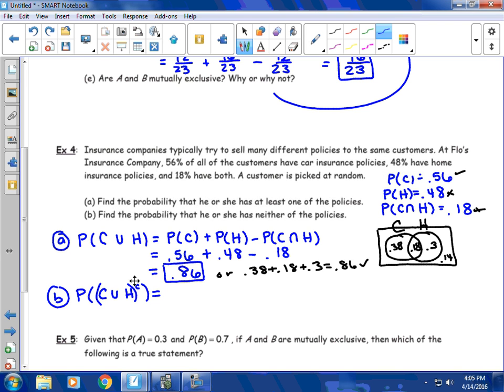Remember how I found complements? I either look outside, 0.14, or if I have the probability of it definitely happening, then not happening is just 1 minus 0.86, which is where that 0.14 comes from.